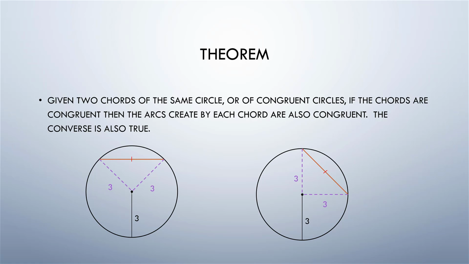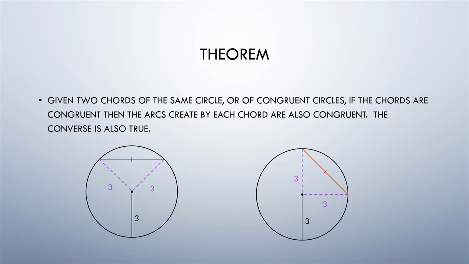So if we draw in a radius from each end of these chords, because it's a radius, they're each going to be 3 long. And we know that we can show triangles are congruent by side, side, side. Each of these triangles has two purple radii and then the congruent chord. So we have side, side, side congruence.